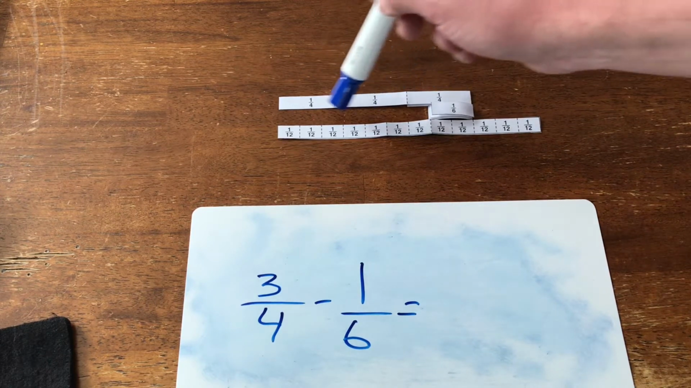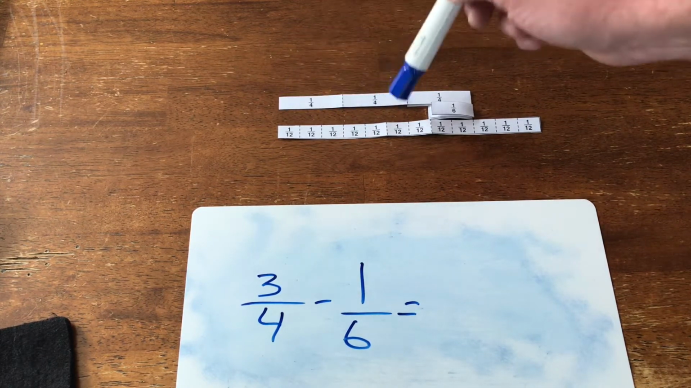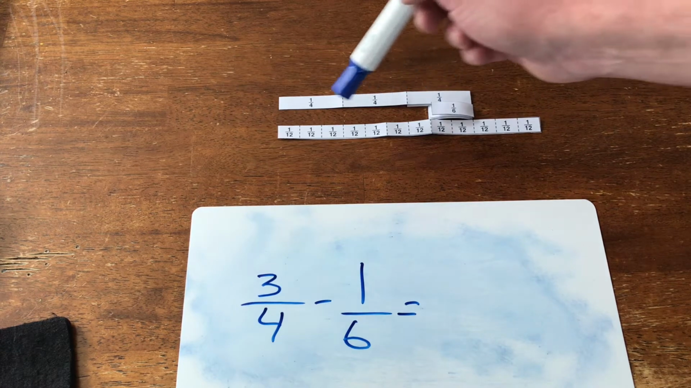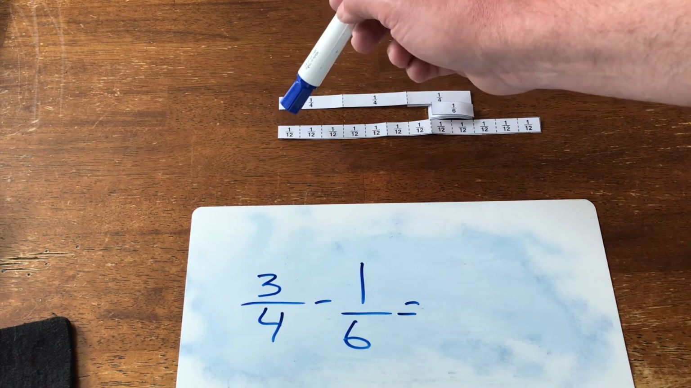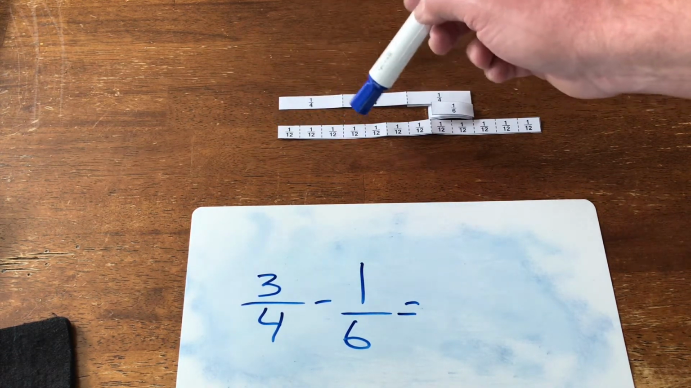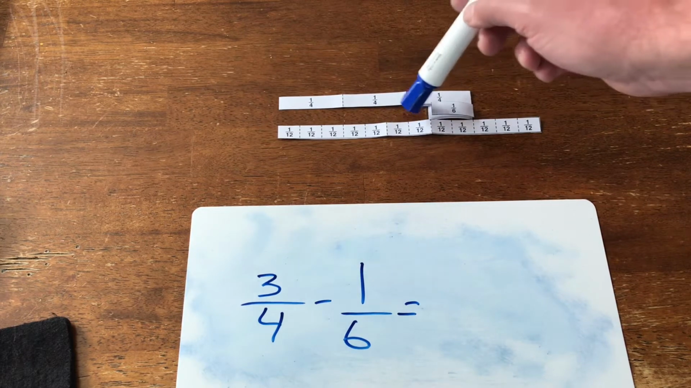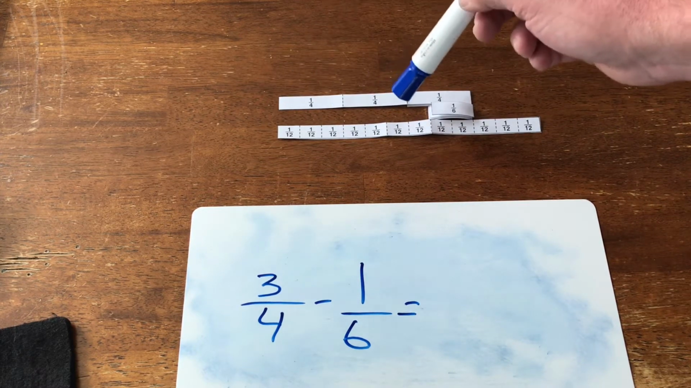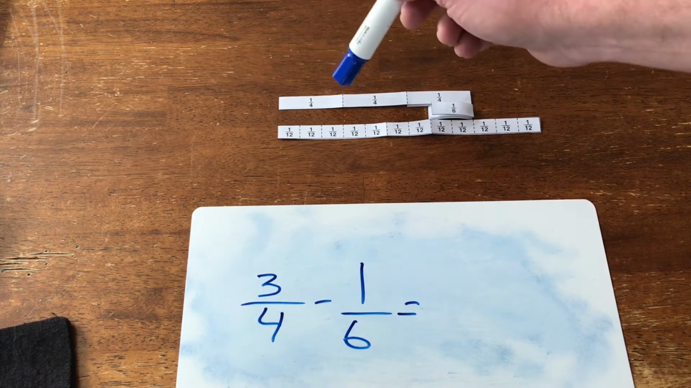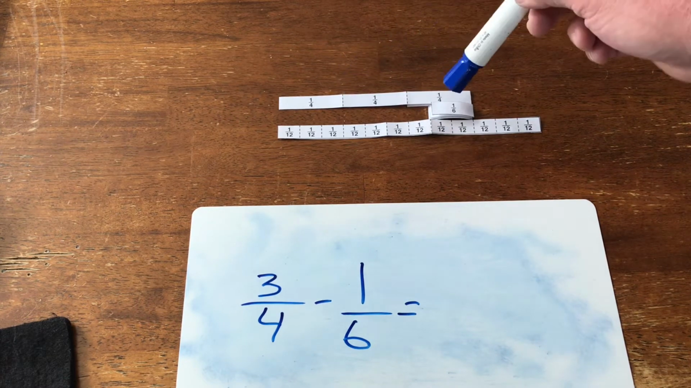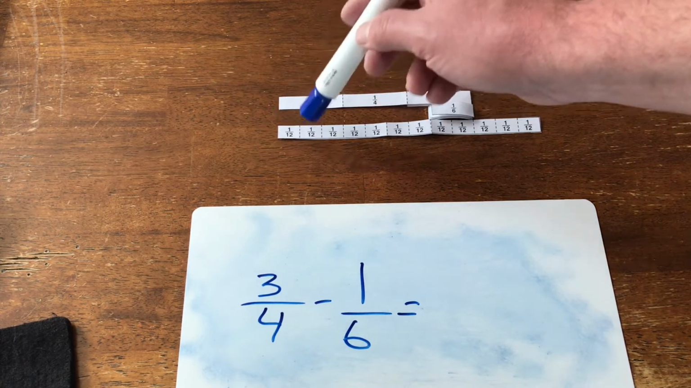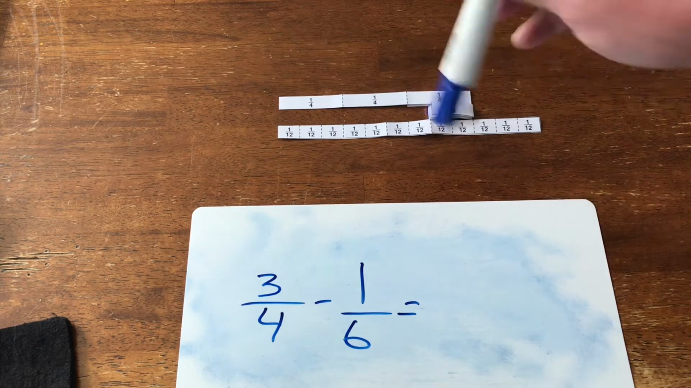We line them up, then the negative space right here is the difference, and 12s take up that space. 1, 2, 3, 4, 5, 6, 7 12s are equal to that size, so that is our difference. So 3/4 minus 1/6 is 7/12.